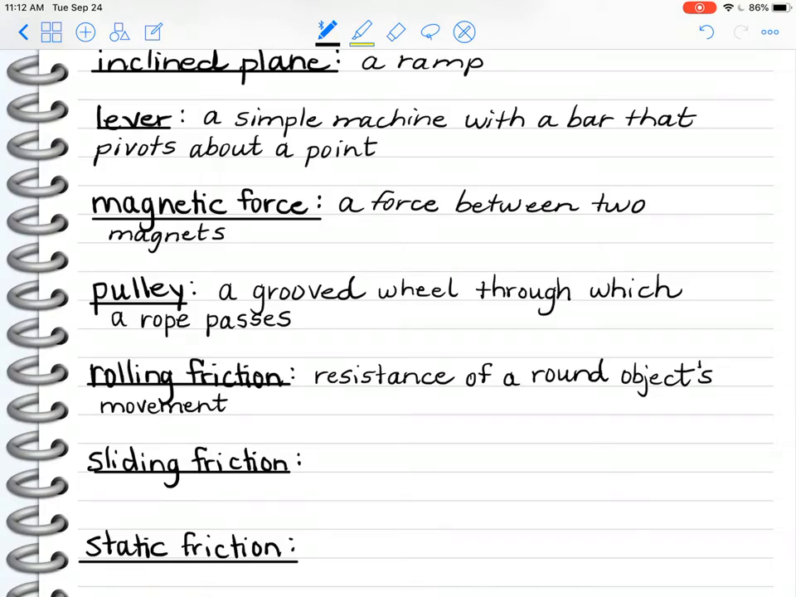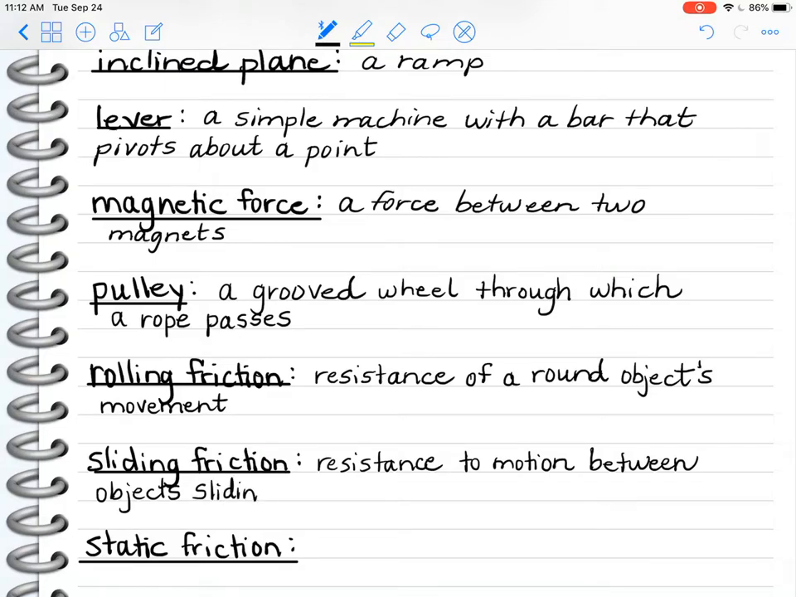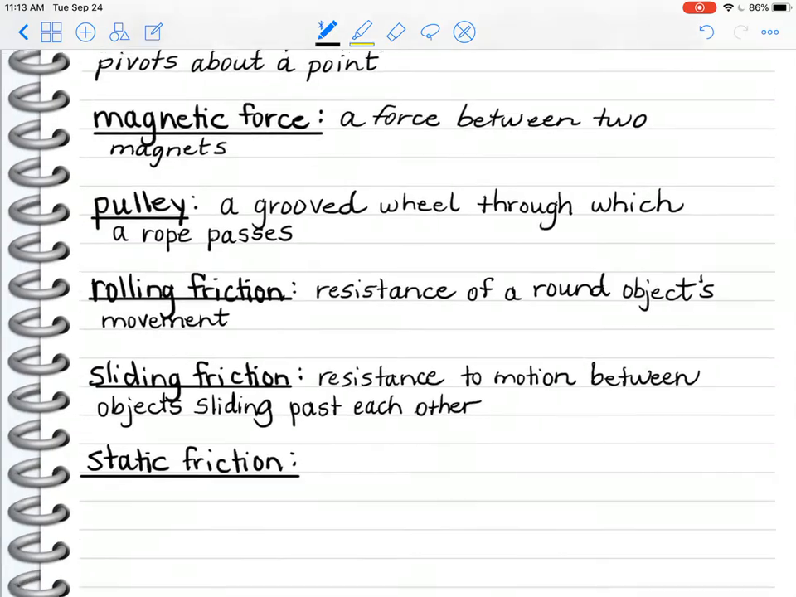Sliding friction is another type of resistance to motion between two objects sliding past each other, like rubbing your hands together. Anywhere I see friction, I can put the word resistance. So this is sliding resistance.